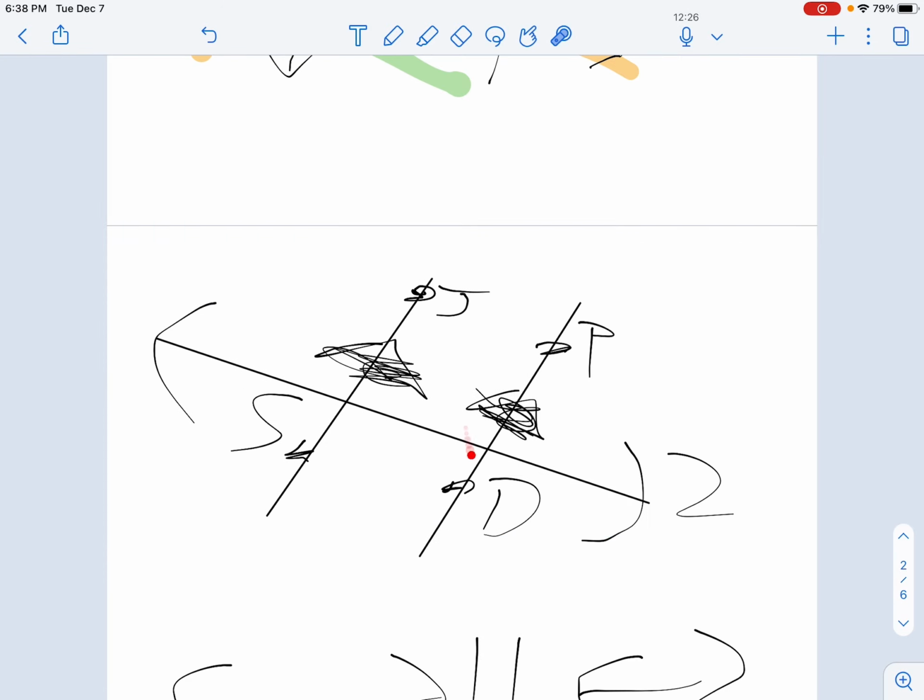Now these arrows right here indicate that the lines are parallel. So that's how we know that these lines are going to be parallel. I forgot my little arrows. So yeah, we know that's parallel. So that's an example of parallel lines.